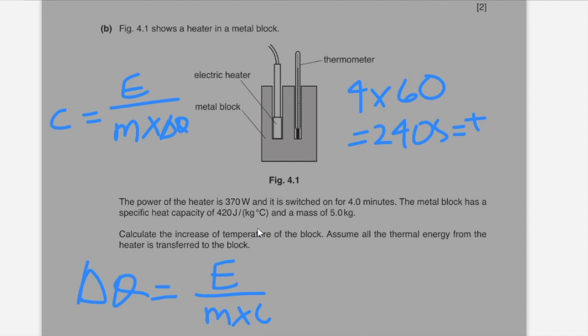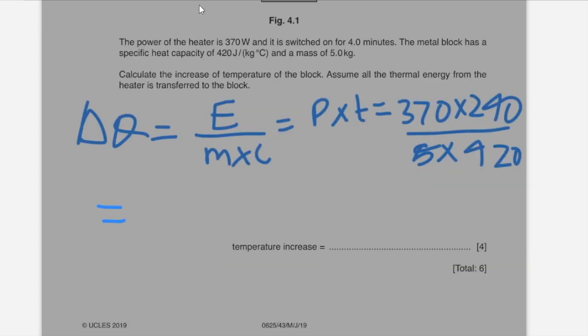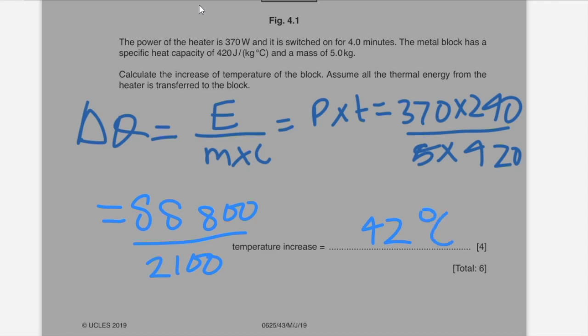Okay, and energy is not given in the question, but we are given other values which are power and time. So energy is equal to power into time, which is equal to 370 into 240, divided by mass, which is 5 kilograms, and specific heat capacity, that is 420 joules. So we have the values as 88,800 divided by 2100, right? And then we get the answer as 42 degrees Celsius of change in temperature.